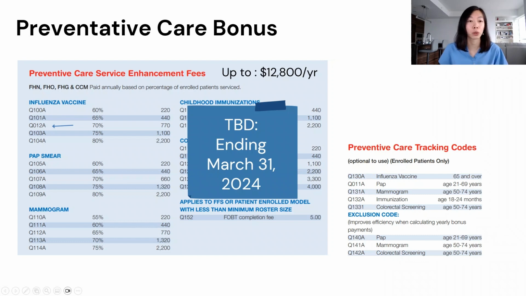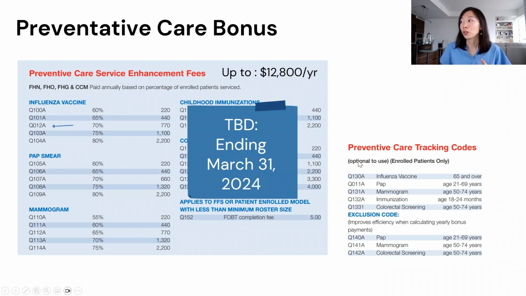And at the end of the fiscal year, which is March, sometimes you or your billing manager would look to see how many patients you've done flu shots, pap smears, etc. for. And if you have done, let's say, 80% of flu shots for all of your patients, you can get an extra bonus of $2,200. If you get the maximum of everything, that adds up to about $12,800 a year. Just one note is that there is a typo in this SGFP document. This should be Q102, not Q012, which is that evening premium.